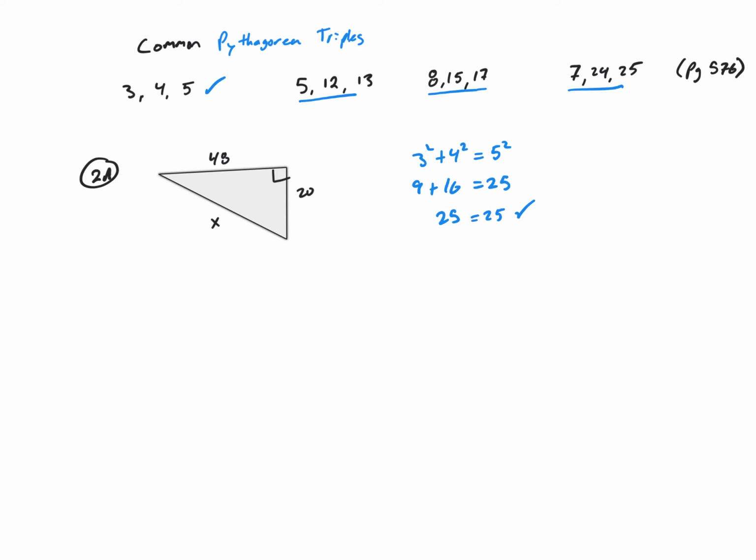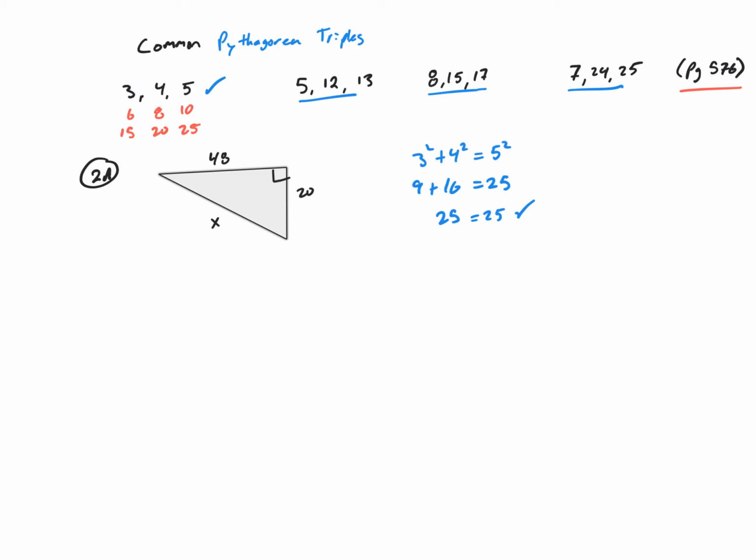And the cool thing is that you can use multiples of them. Like if I multiplied all of these by 2, 6, 8, and 10 would also be a Pythagorean triple. If I multiplied all of them by 5, 15, 20, 25, those would also be Pythagorean triples. So if you look on page 576 in your book, maybe something you want to bookmark, it has a bunch of these. It has these four main ones here, but then it also has multiples of them underneath that. So we can use these to find a missing piece without going through the whole Pythagorean theorem process.